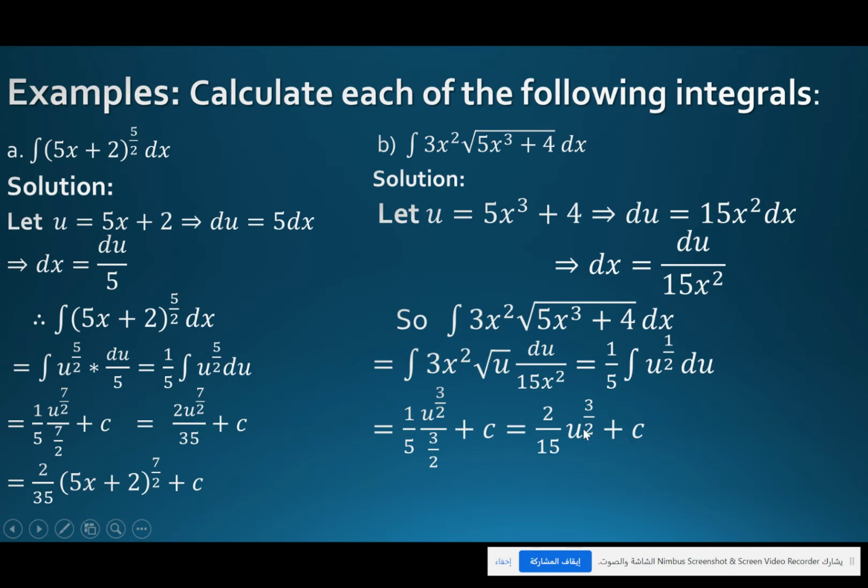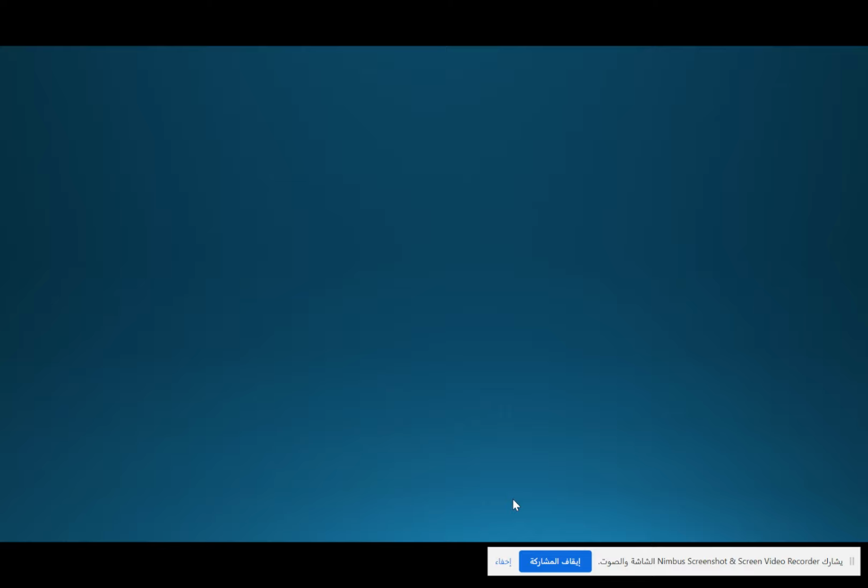Now we are going to return this u back as it was. It was exactly, from the first step, 5x cubed plus 4, to the power of 3 over 2. From here, from the first step, this example is done. We can now have another example.